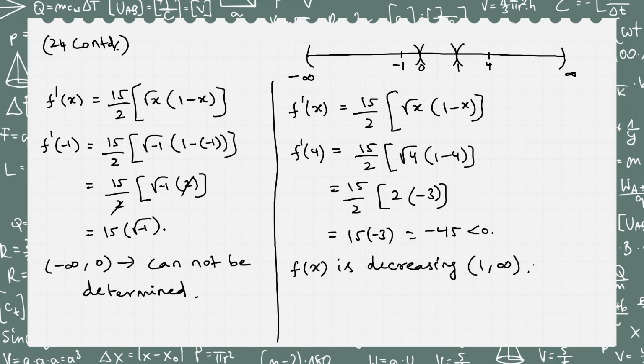So we can say f of x is increasing in the interval 0, 1, and f of x is decreasing in the interval 1, infinity, and we cannot determine whether f of x is increasing or decreasing in the interval minus infinity to 0. Let's go to the next sum.